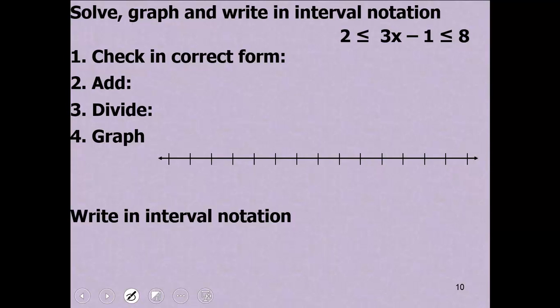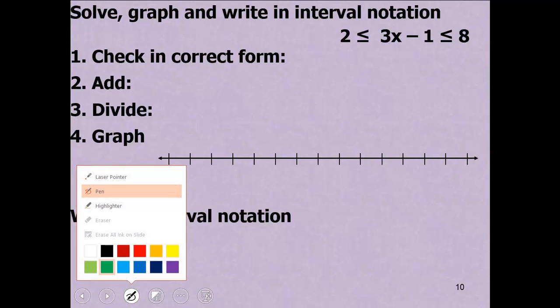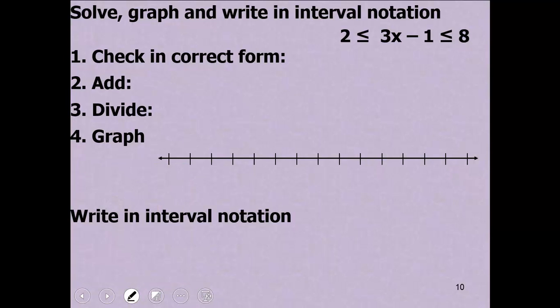Alrighty, welcome back. I checked that it was in the correct form because my smaller numbers are to the left, my bigger numbers to the right, and the direction of my arrows is always pointing left. Okay, so I'm in the correct form. Now to solve this, I want to isolate my x term, so I'm going to add 1, add 1, add 1.